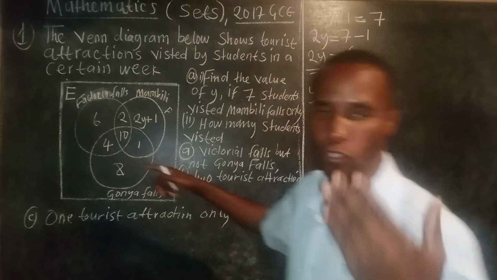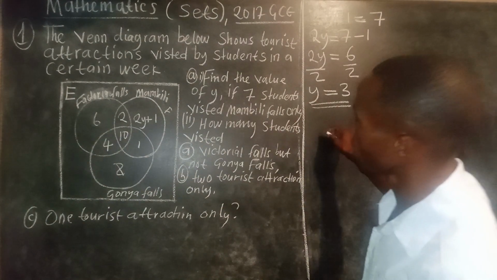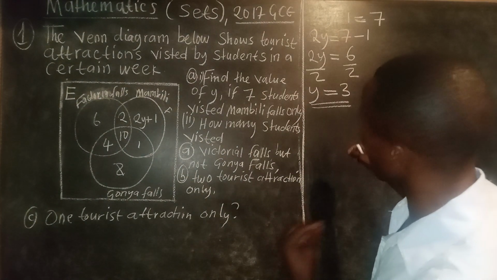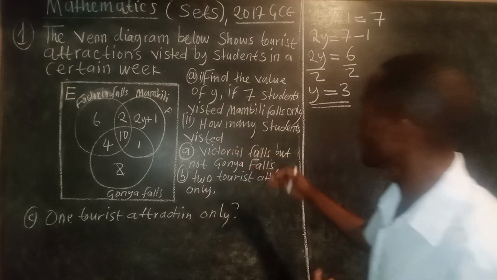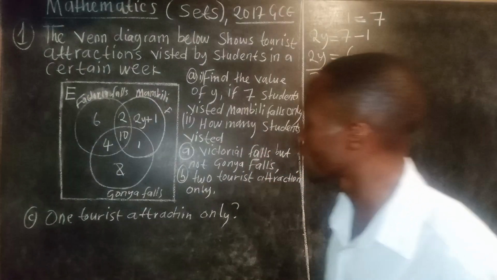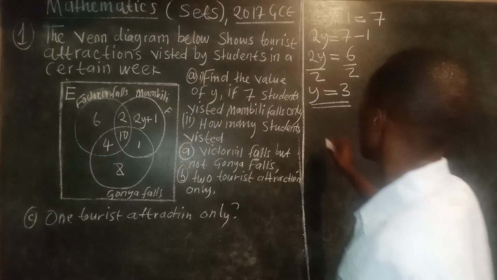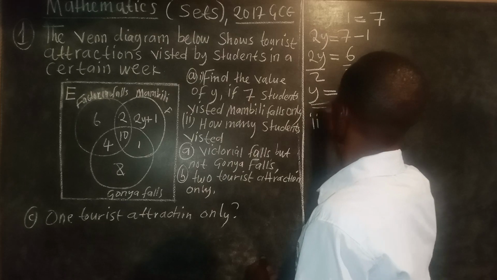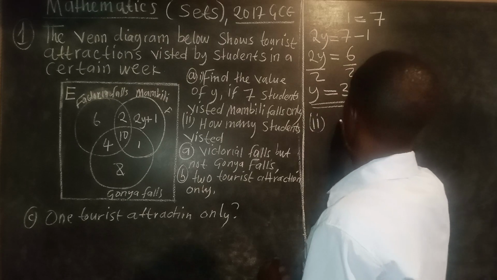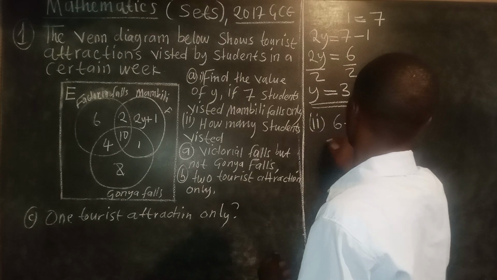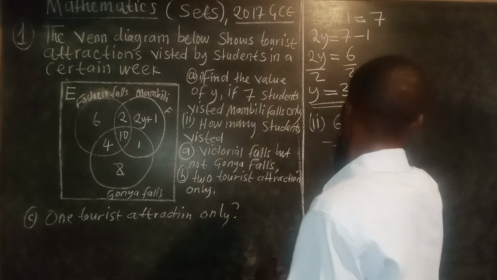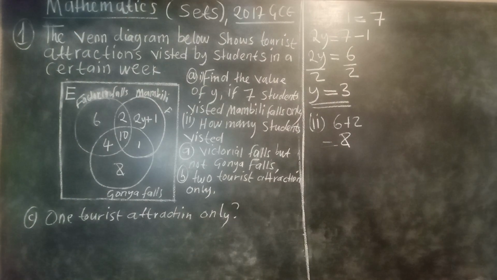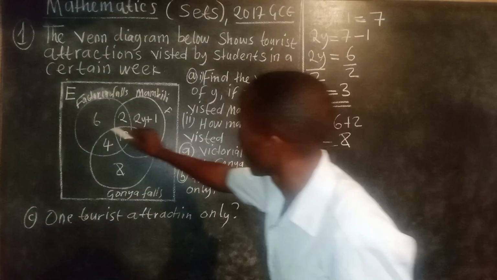Then the answer that you are going to get is the number of students that only visited Victoria Falls but not Ngonya Falls. So this is 2. So we are going to say 6 plus 2, and the answer is going to be 8. Okay, so 8 students visited only Victoria Falls, but not Ngonya Falls.